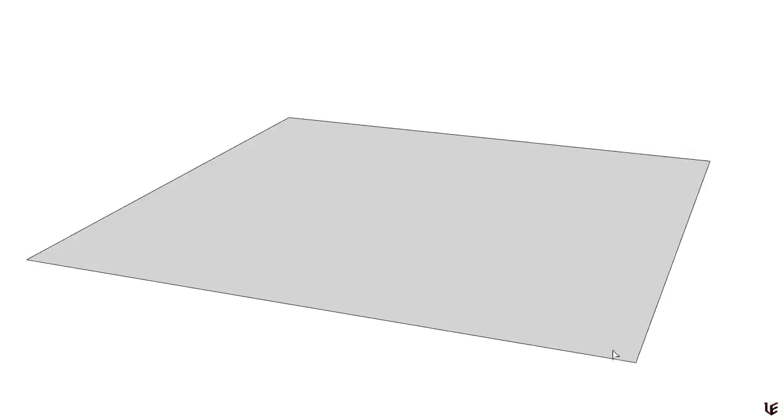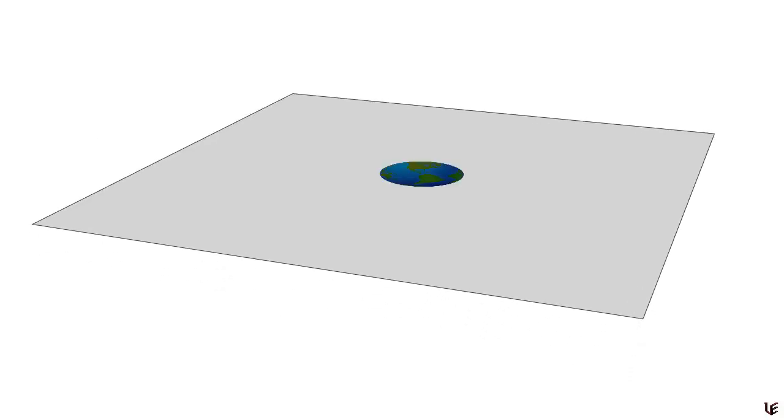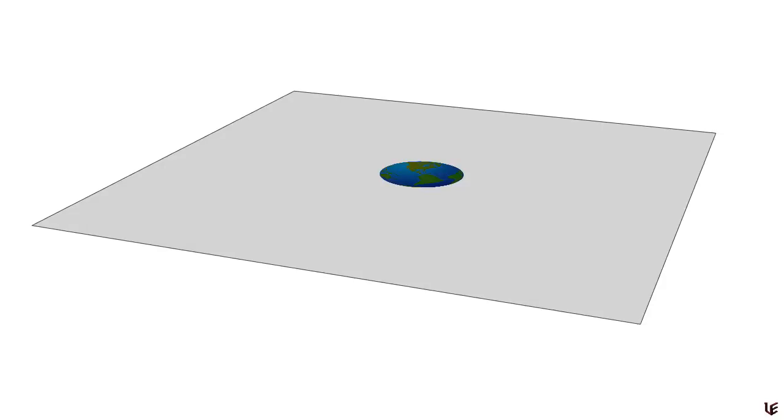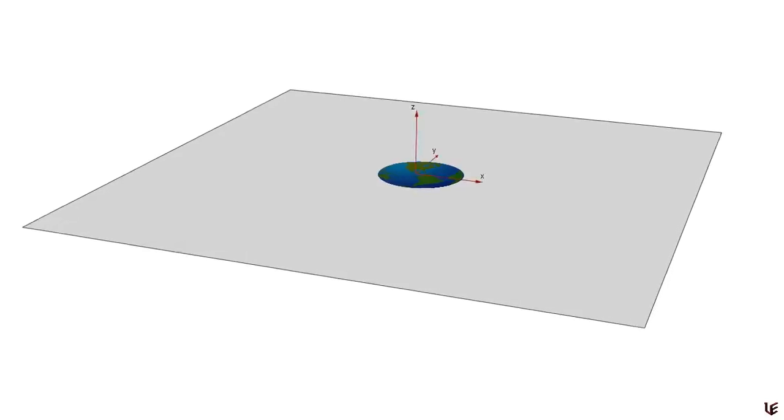This is not Flatland. This is actually our world. And right here is our home, Earth. But why does it look so flat? Before the flat earthers out there start getting excited, I'm certainly not saying the Earth is flat.